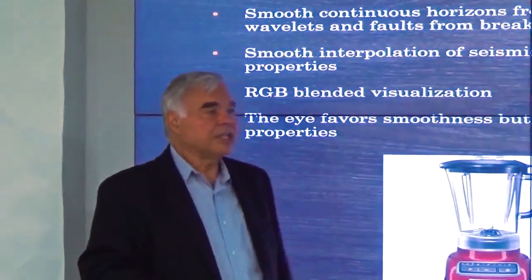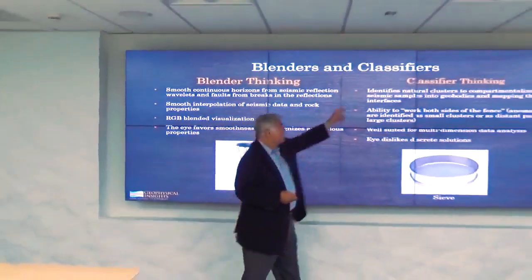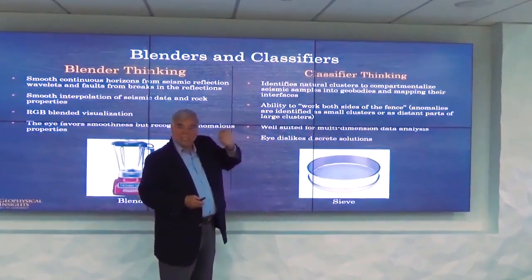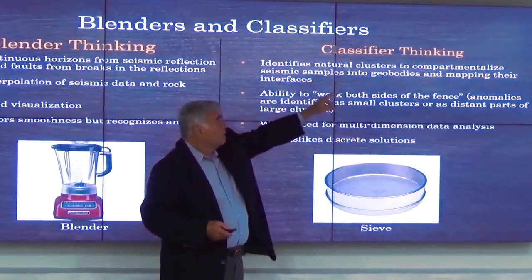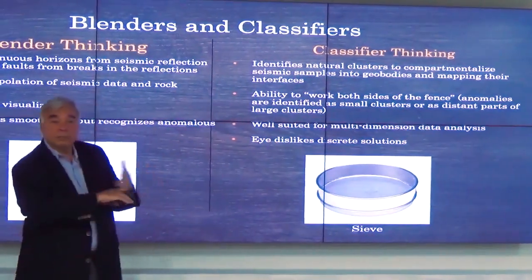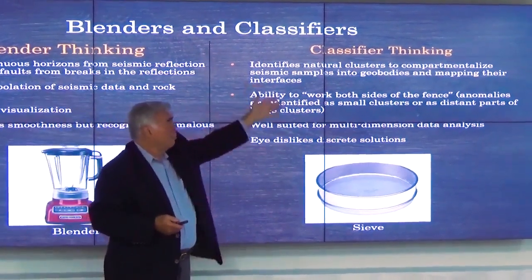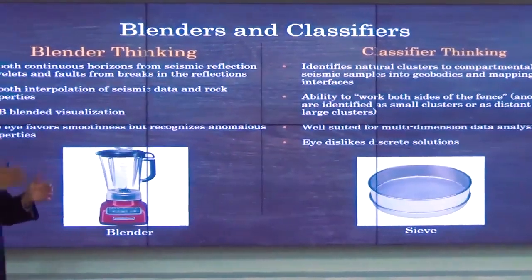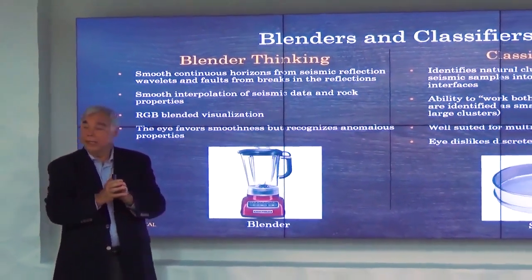The classification is a whole fundamentally different mindset. And the mindset for that is that we're looking for natural clusters of information, that the data is compartmentalized into natural clusters of information. And that information are the seismic samples that are due to geobodies, and those are the things that we're mapping now. We're mapping the interfaces between geobodies and also the discrete geobodies. And this whole way of thinking now is thinking about two sides of a fence. Maybe you think about that as a barbed wire fence. If this is a little difficult for you, I think about it's really an easy fence to do.